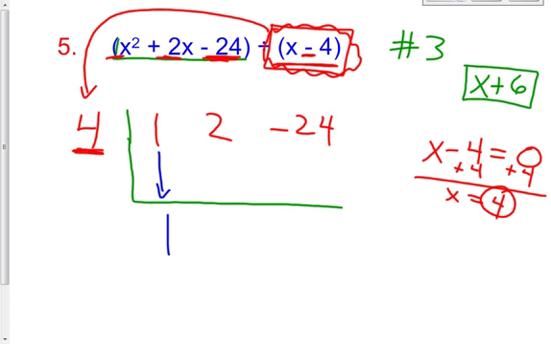And here's what I mean by this. Pay very close attention here, class. We take 1 and multiply it by this 4. 1 times 4 is 4, so we put a 4 right there.